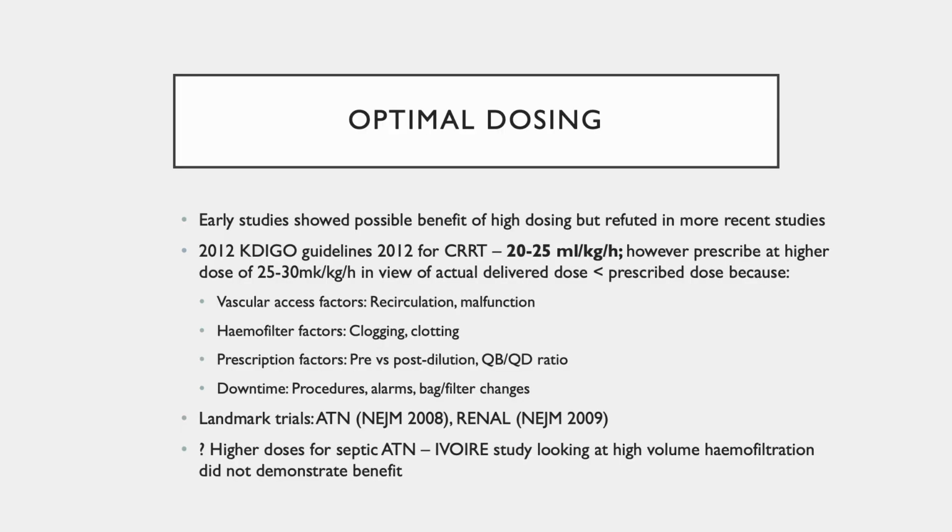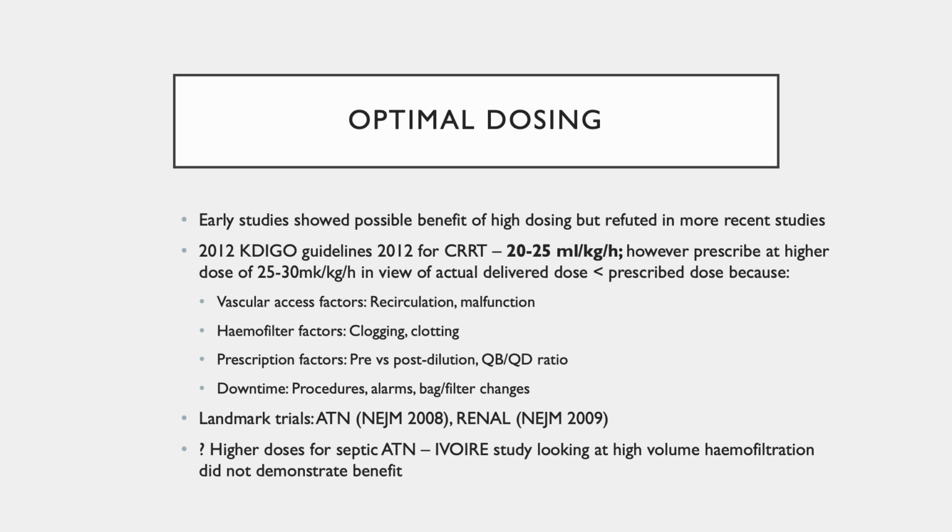In terms of optimal dosing, while early studies showed potential benefit for high-dose CRRT, this was refuted in more recent studies. So the 2012 KDIGO guidelines suggested a dose of 20 to 25 mils per kg per hour. And this is basically one out of the two landmark studies, the ATN and the RENAL studies, that suggested that a lower dose of 20 to 25 compared to a higher dose was equivalent, and there was actually suggestion of higher complications with too high a dose of renal replacement therapy.